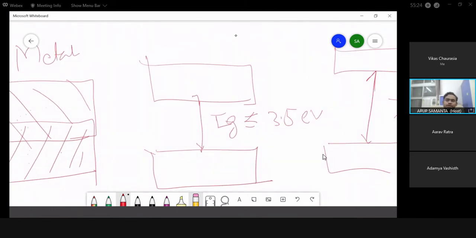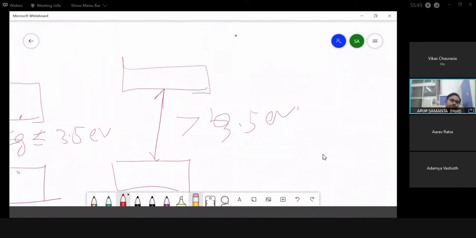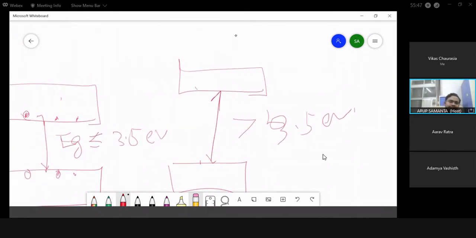But some materials have a gap below 3.5 electron volts. By raising the temperature, an electron-hole pair can be generated, so some electrons are available in the conduction band and can participate in transport. But if your band gap is very high, greater than 3.5, then electrons cannot reach the conduction band, even if you increase the temperature.